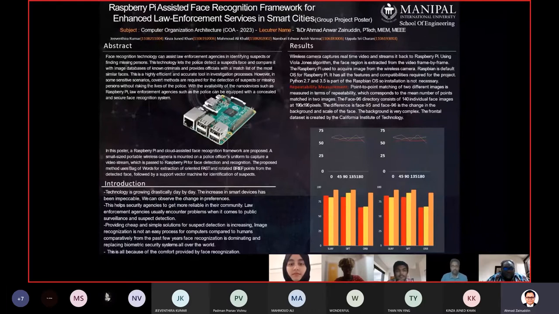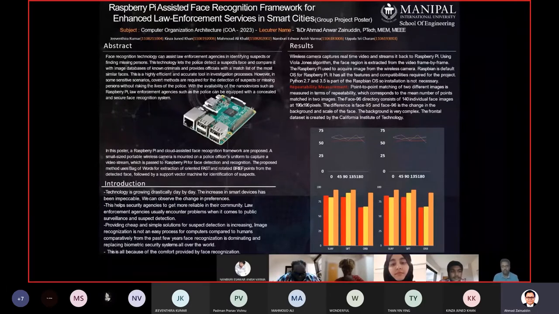I'm going to talk about the abstract. Similar to a face fingerprint search system, face recognition technology can assist law enforcement agencies in identifying suspects or finding missing persons. Face recognition technology lets the police detect a suspect's face and compare it with an image database of known criminals and provides investigators with a list of the most similar faces. It is a highly efficient, accurate tool in the investigation process.